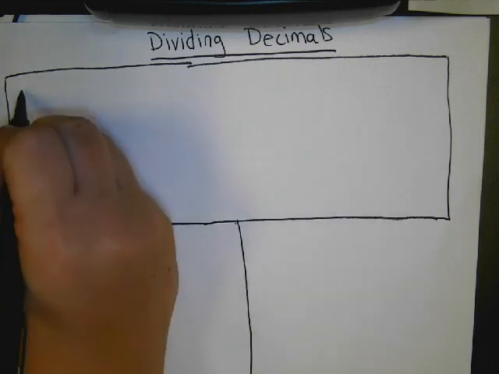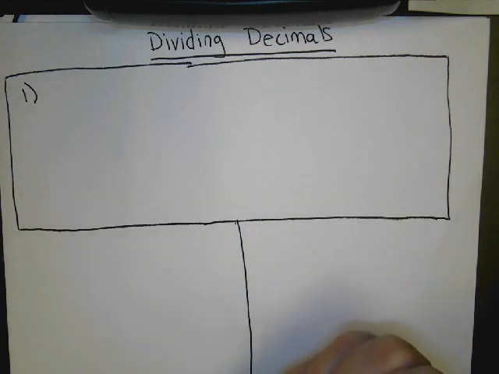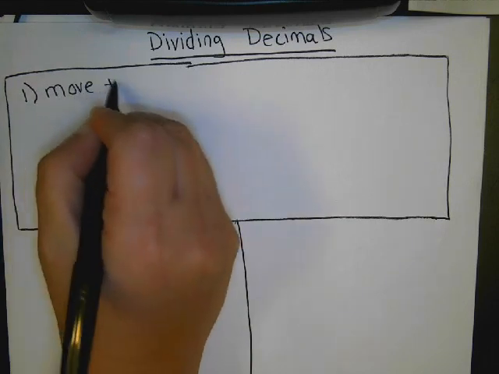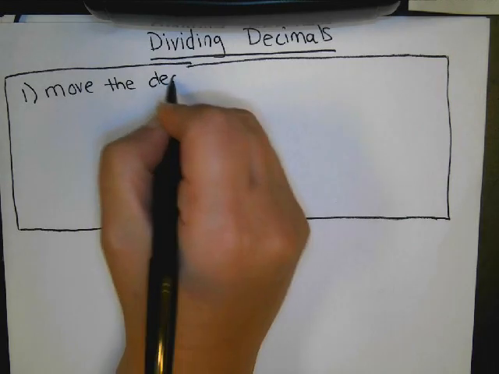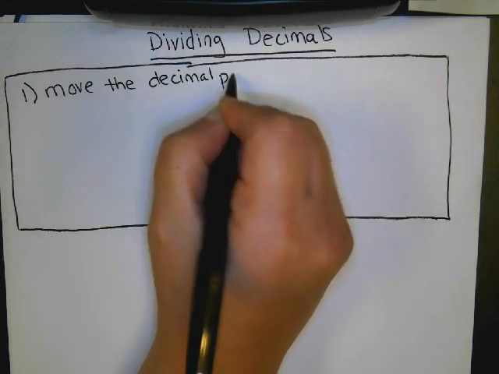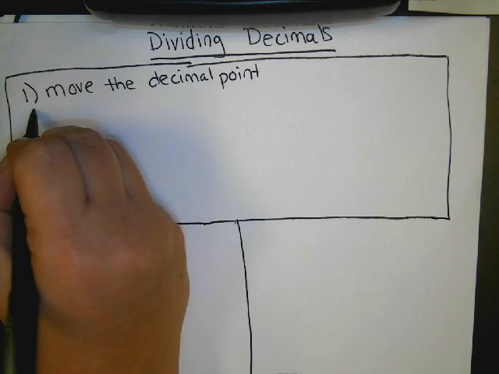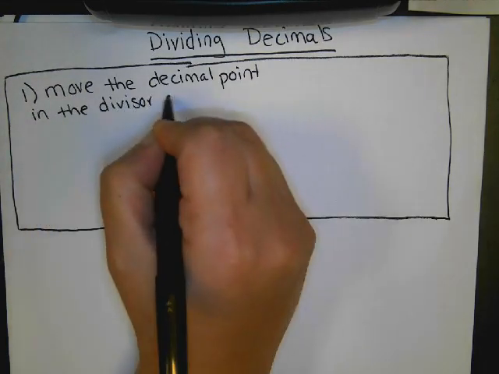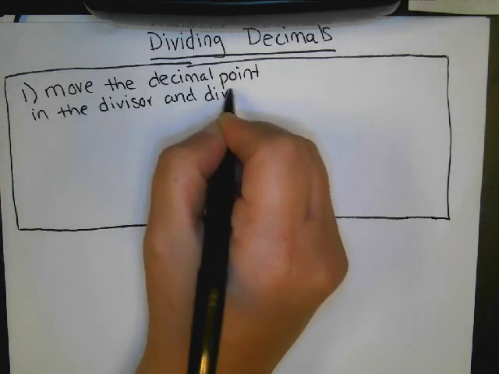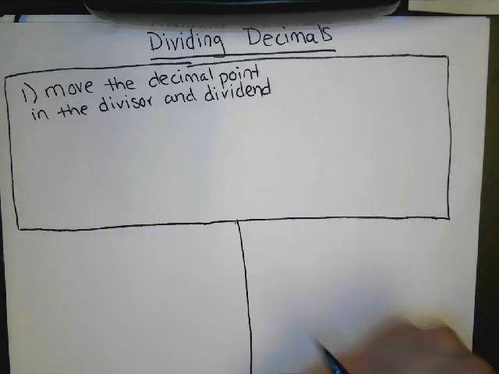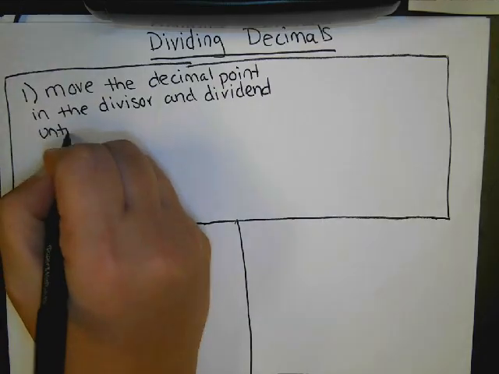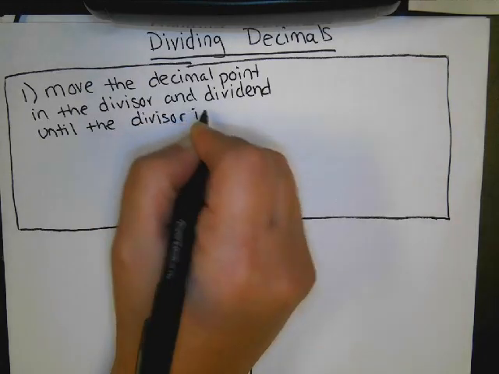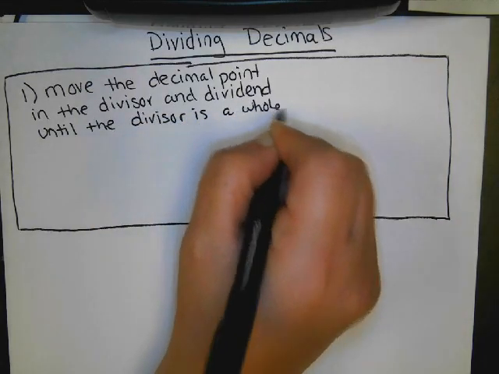So let's start with our first rule. We're going to move the decimal point in the divisor and dividend. So 2 vocabulary words there we're going to review until the divisor is a whole number.